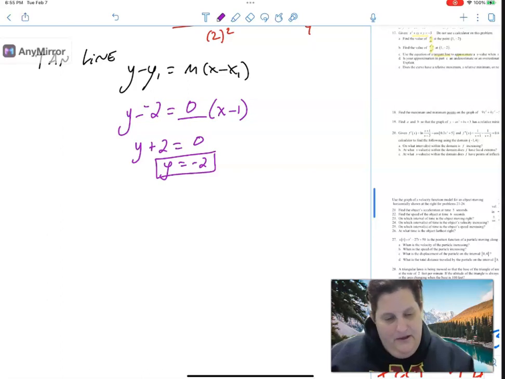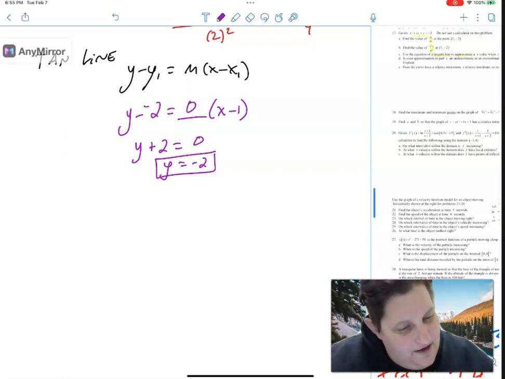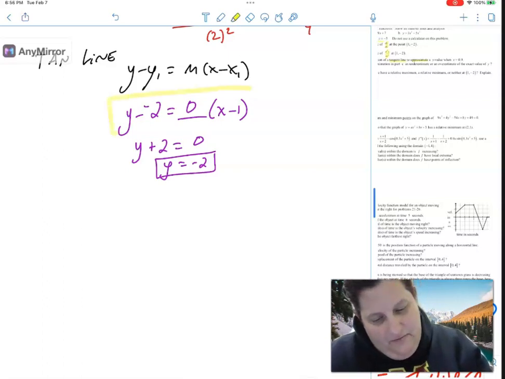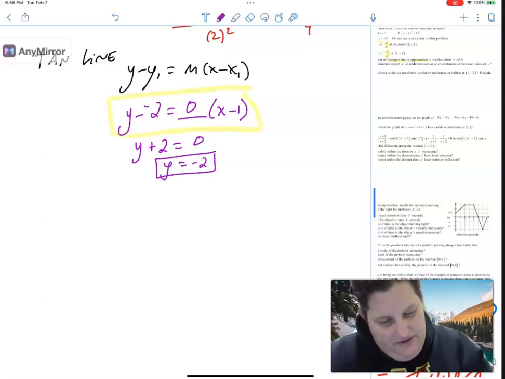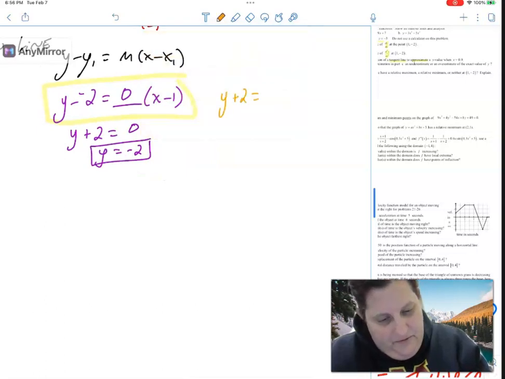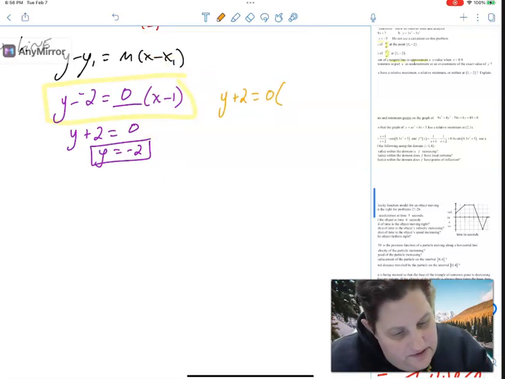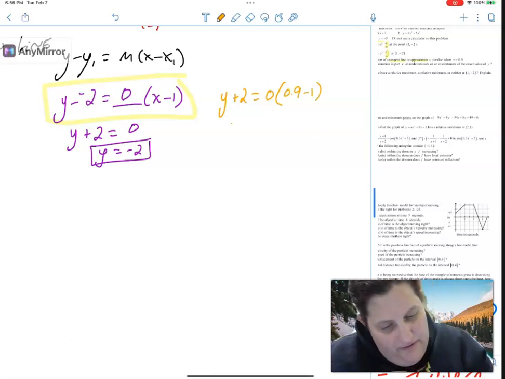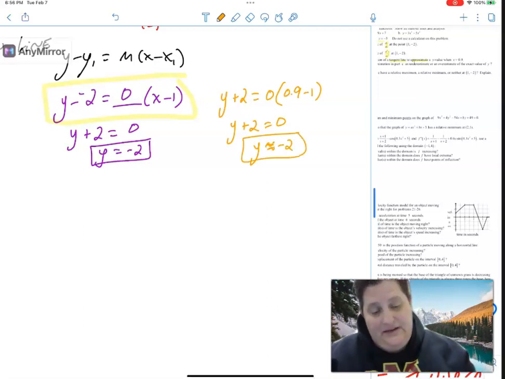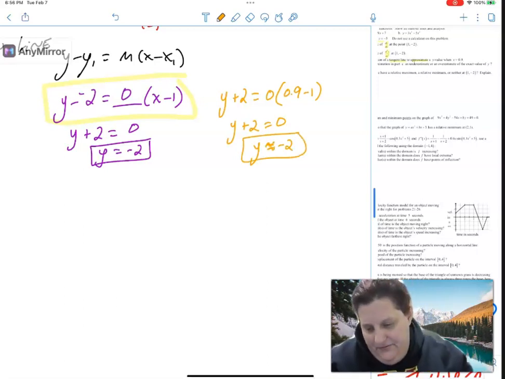All right? So it doesn't matter if I'm approximating a tangent line at 0.9. If I go into here to approximate this tangent line, it's just going to be y plus 2 equals 0 times 0.9 minus 1. Well, that's still equal to 0, and that approximates it at negative 2. It's not exact, it's an approximation, but it's at negative 2.